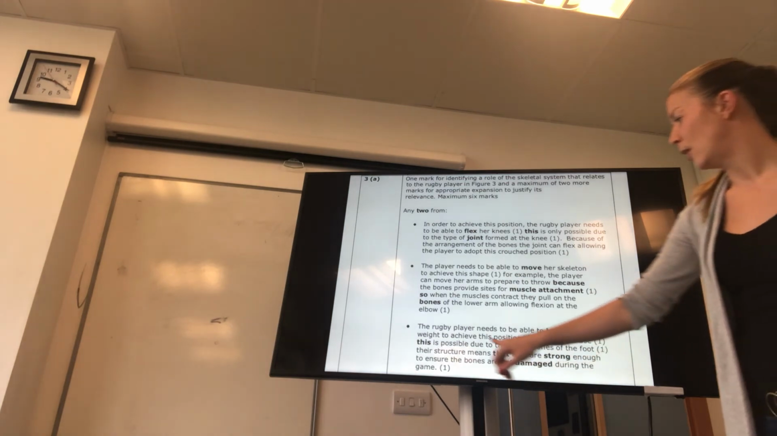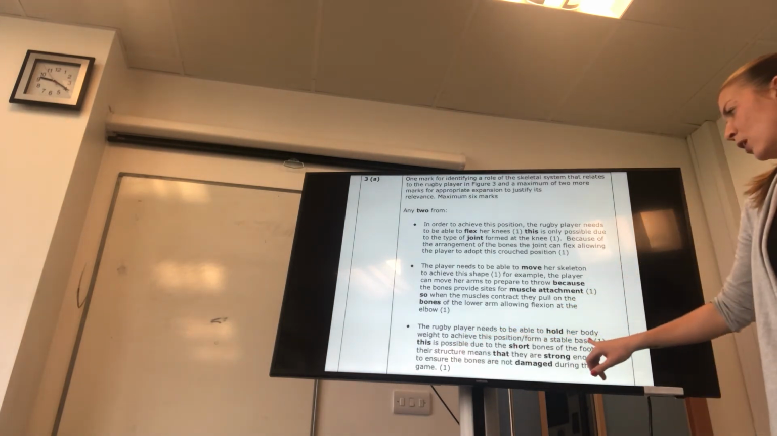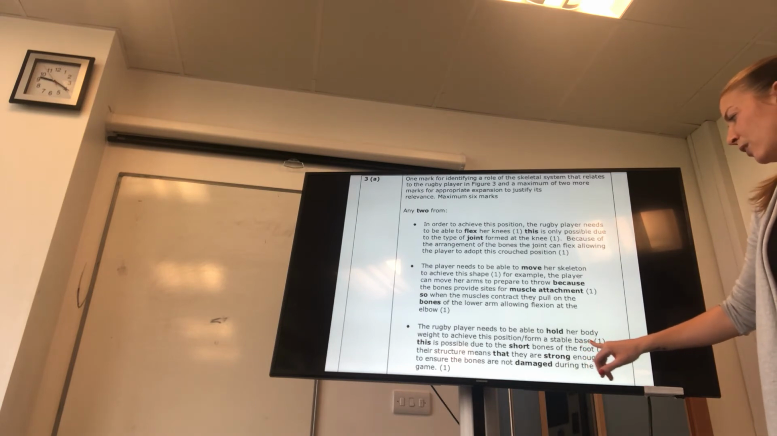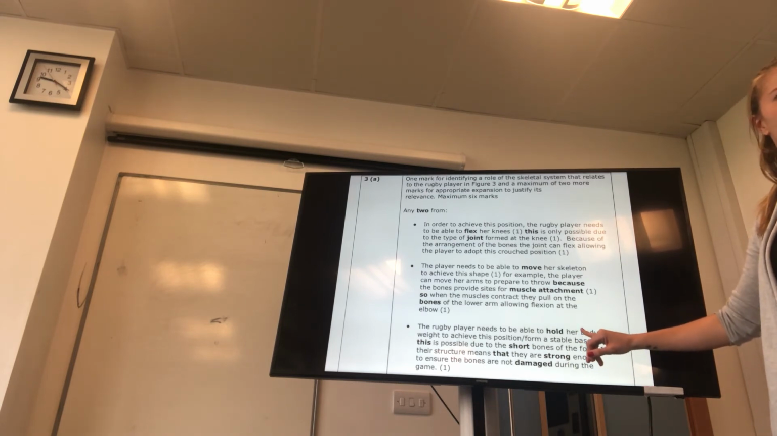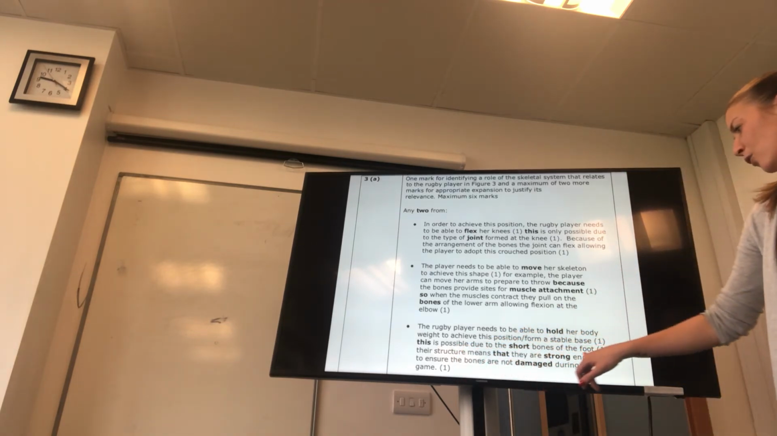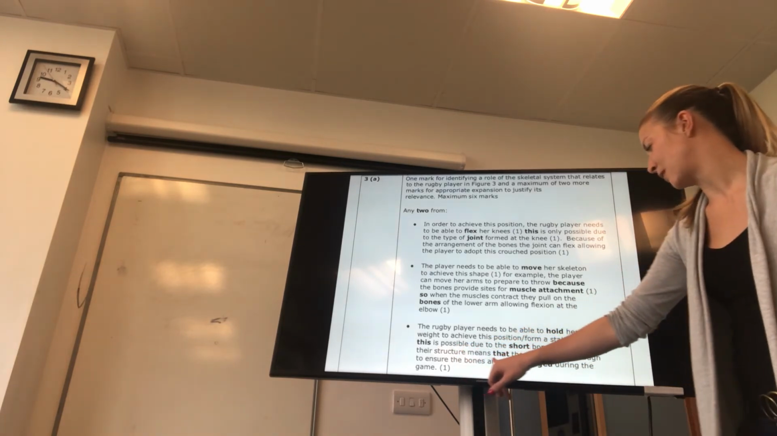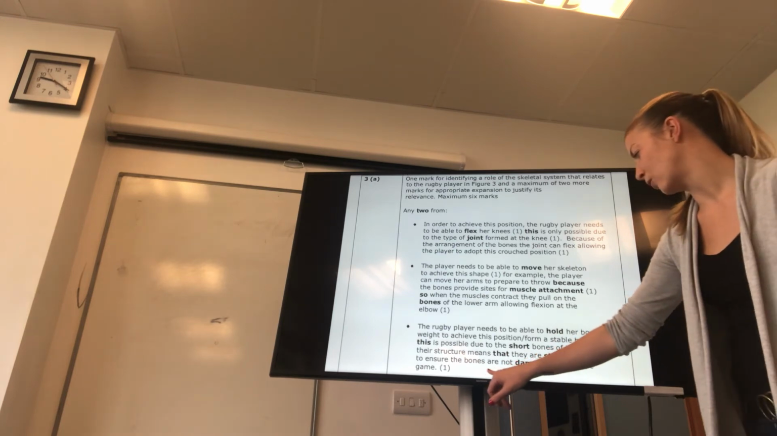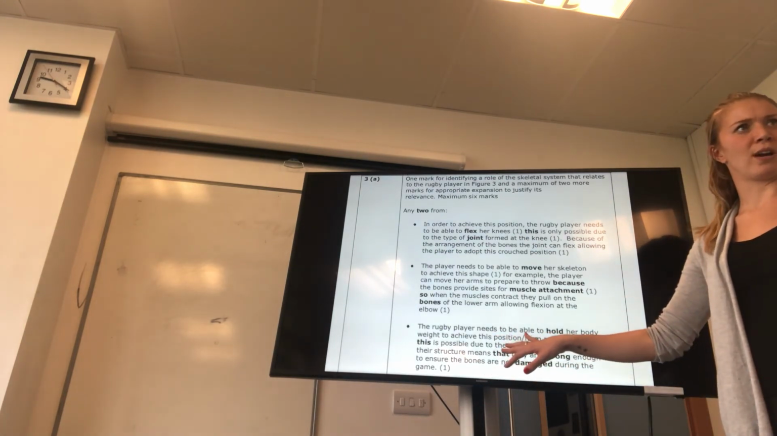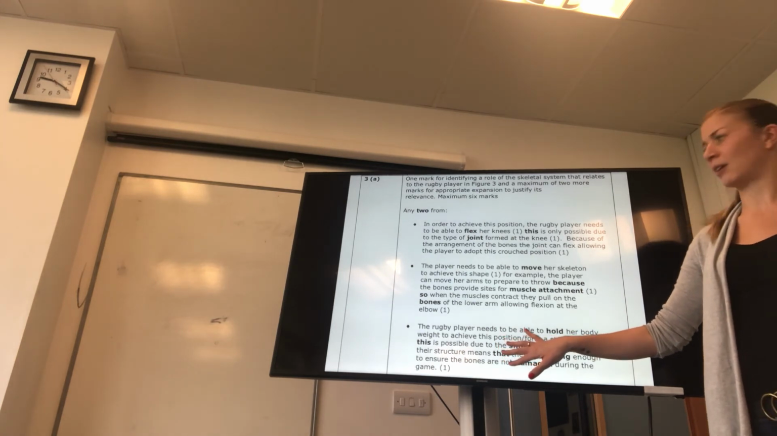Last bit we could have got, the rugby player needs to be able to hold her body weight to achieve this position to form a stable base. We've not looked at that. That's the definition of balance. We've not got there yet. This is possible due to the short bones of the foot. Their structure means that they are strong enough to ensure that the bones are not damaged during the game. This area I wouldn't expect you to write. We've not looked at these bits yet.